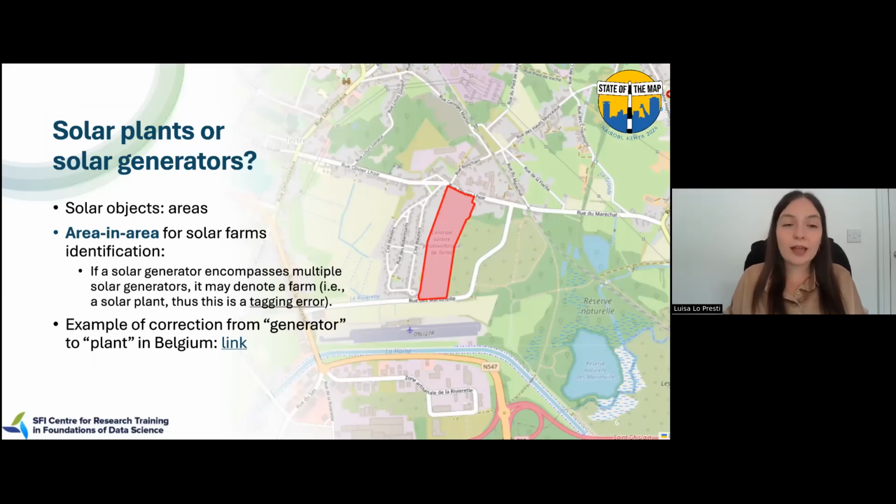In particular, we apply an area-in-area search on solar generator, and we decide that if a solar generator encompasses multiple other solar generators, then it may denote a farm and therefore represent a tagging error, where a plant was wrongly mapped as a generator. This approach actually allows us to identify some tagging mistakes in Belgium and include those farms, correct the tagging, and include those farms in our final solar dataset.